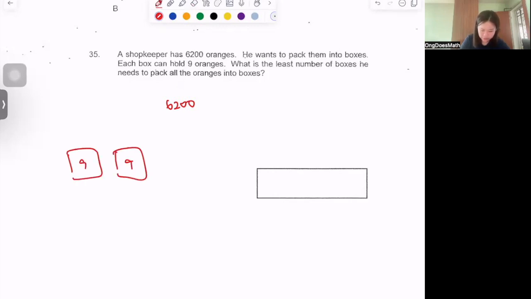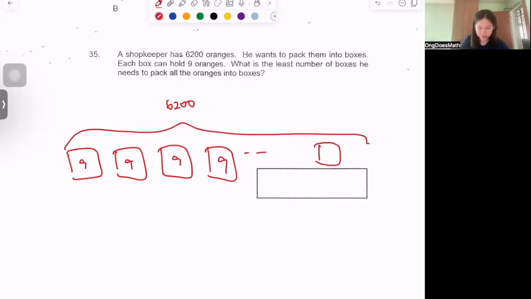9, 9, 9. And of course, there's more. But in total, there's 6200 oranges. So they ask you how many boxes are there, which means you have to take 6200 divided by 9. So I'll do it with you. Just go and check your working.